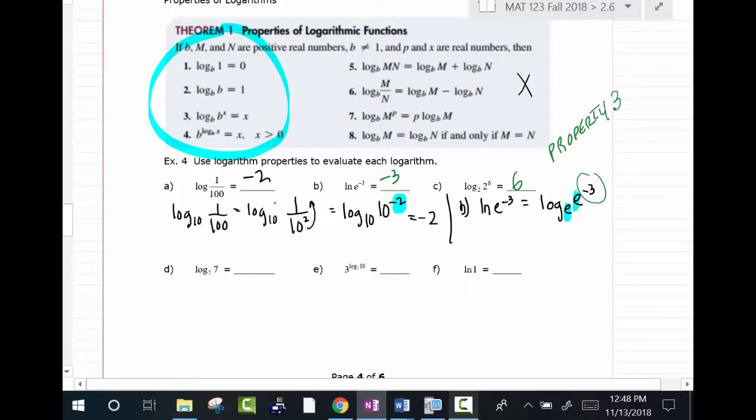The next one, which property would this go with? Log base 7 of 7. 1, 2, 3, or 4? That's 2. That's property 2. So that one would just be equal to 1.